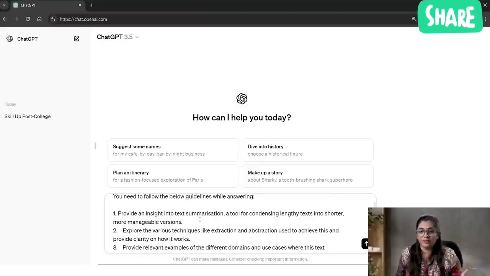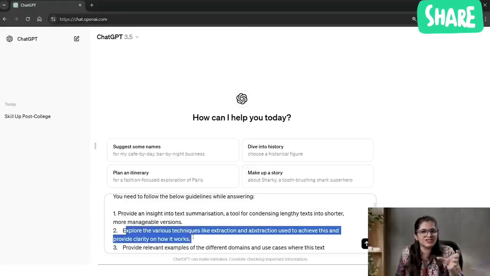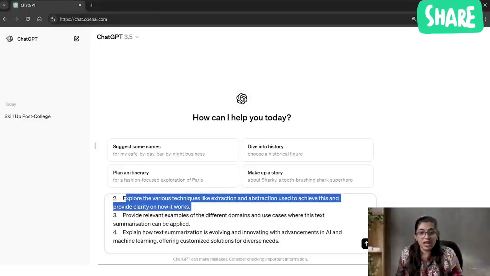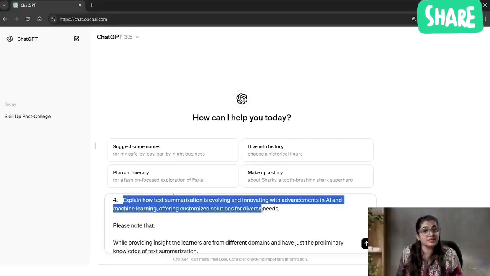We are telling ChatGPT, provide an insight into text summarization, a tool for condensing lengthy text into shorter and more manageable versions. Second, we say explore various techniques like extraction and abstraction used to achieve this and provide clarity on how it works. Third, we are saying provide relevant examples of different domains and use cases where text summarization can be applied. Fourth is explain how text summarization is evolving and innovating with advancement in AI and machine learning, offering customized solutions for diverse needs.